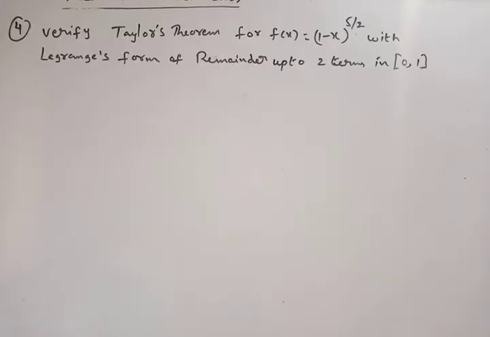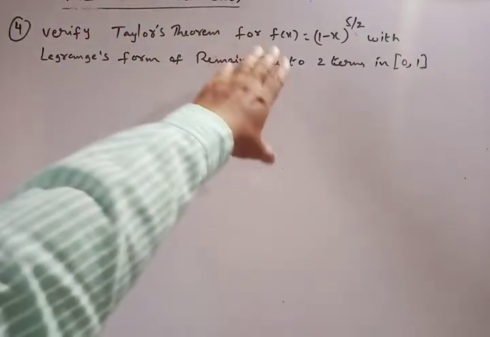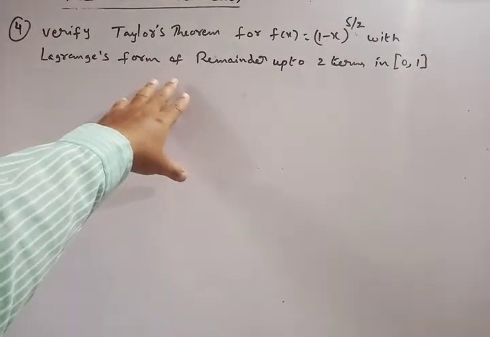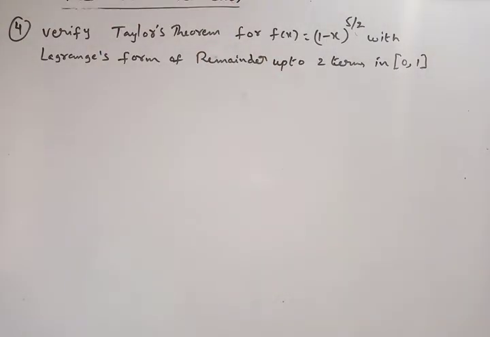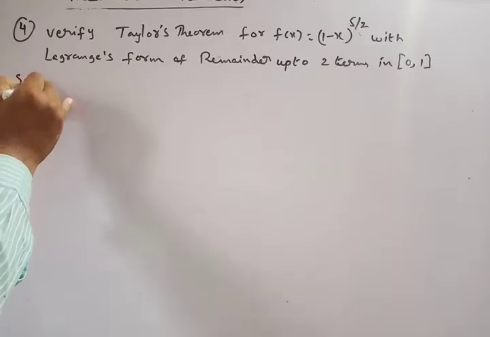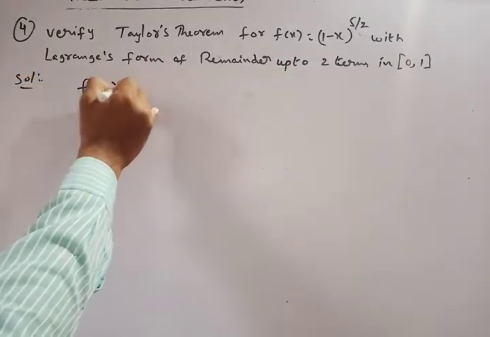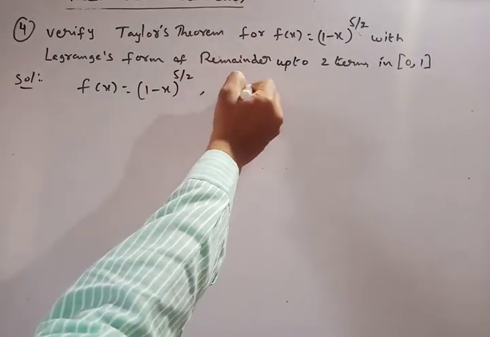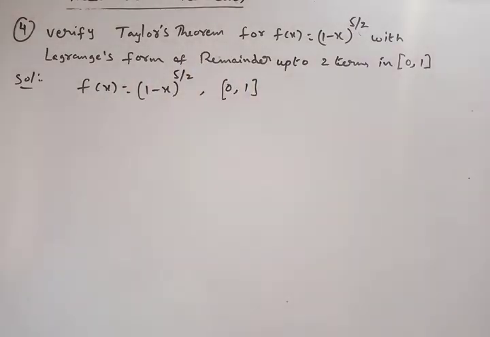Okay, next very important problem. Verify Lagrange's theorem for f of x is equal to 1 minus x whole power 5 by 2 with the Lagrange's form of remainder, up to 2 terms in the interval 0, 1, right? So what he gave here: f of x is equal to 1 minus x whole power 5 by 2. Then the interval is what? 0 comma 1 he gave here.